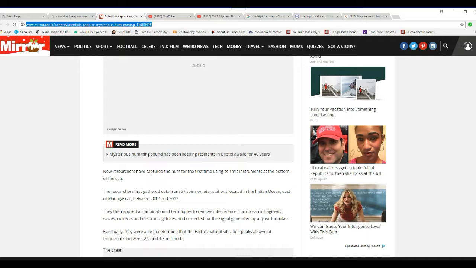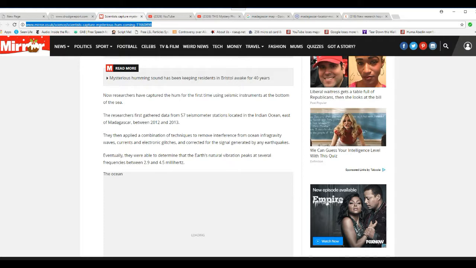Now researchers have captured the hum for the first time using seismic instruments at the bottom of the sea. Researchers first located them in the Indian Ocean east of Madagascar between 2012 and 2013. Then they applied a combination of techniques to remove interference from ocean infragravity waves. I don't even know what that is. Currents and electronic glitches, and corrected for signals generated by any earthquakes. Eventually, they were able to determine the Earth's natural vibration peaks at several frequencies between 2.9 and 4.5 millihertz.